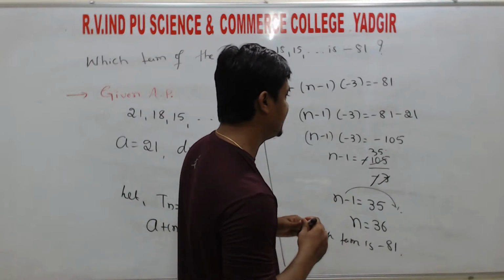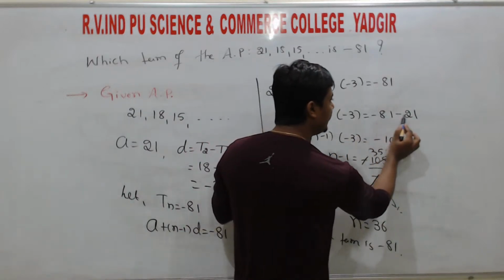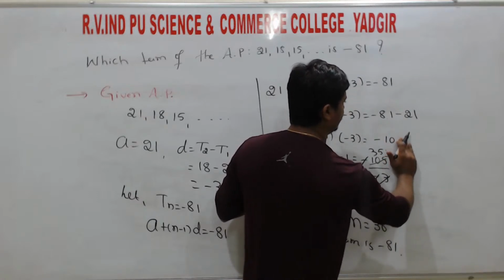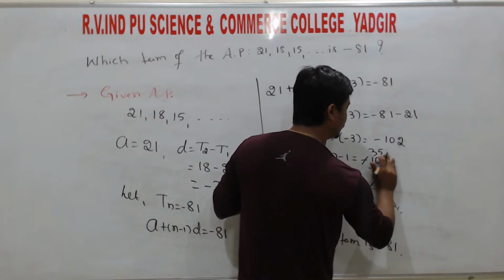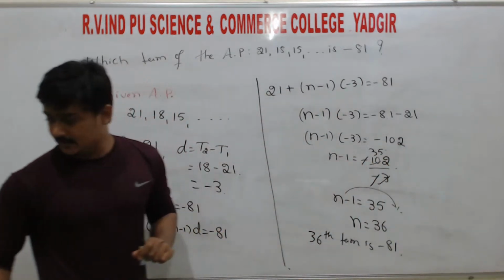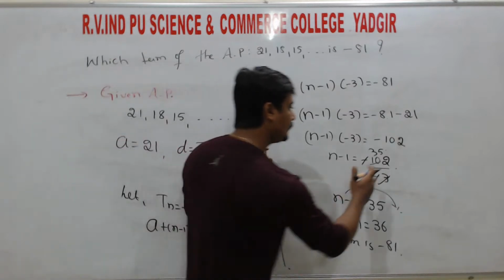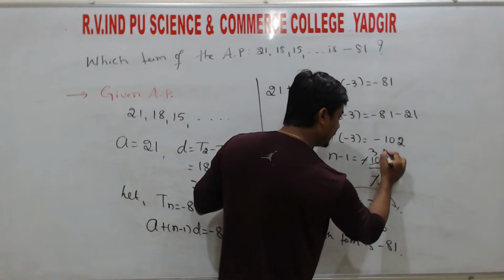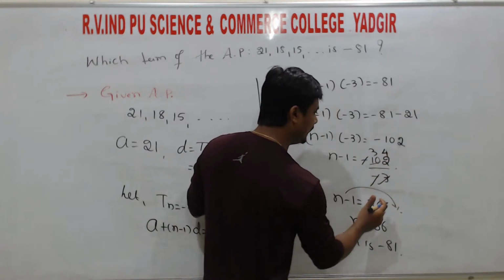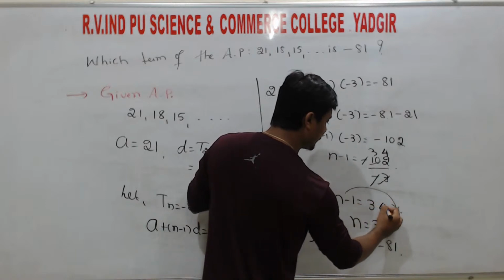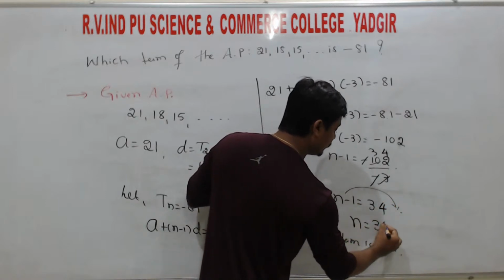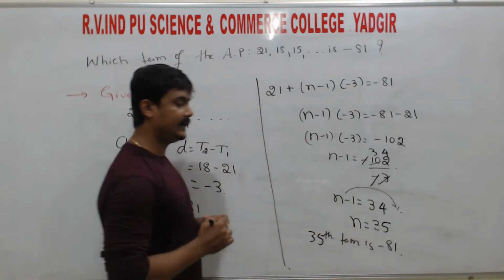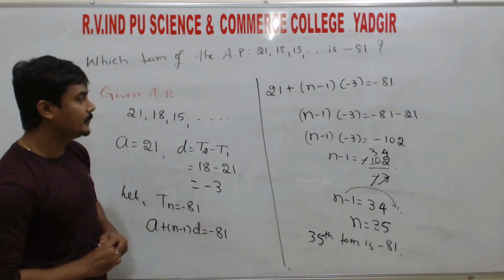Sorry, a small change here. Minus 81 minus 21 is minus 102. This is minus 102. If you divide, this becomes 34. 3 3s are 9, 1 is left, 3 4s are 12. This is 34. n equals 34 plus 1, 35. So the 35th term is our minus 81. This is the solution for this question.